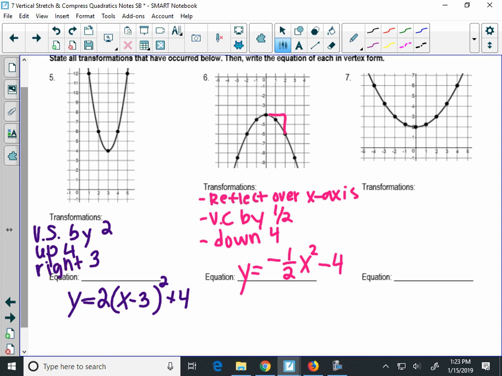Not at all. Yeah, that's fine. Put parentheses. You can do this. It's all good. All right.